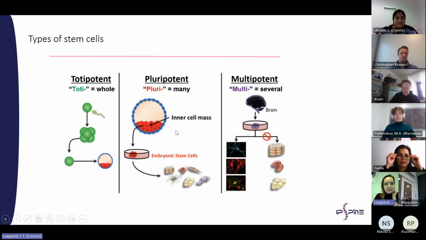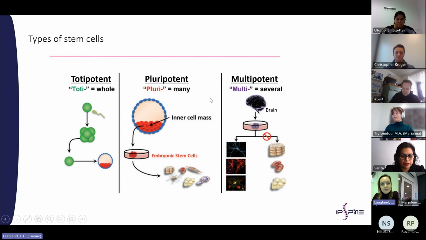And the amount of different cell types it can become depends on the type of stem cell that it is. So on the left side, we have the totipotent stem cells, and toti stands for whole. So these cells are present within a fertilized egg cell, and these cells can become all the cells within an embryo, but it can also become the structures that support the embryo. So for example, the placenta.